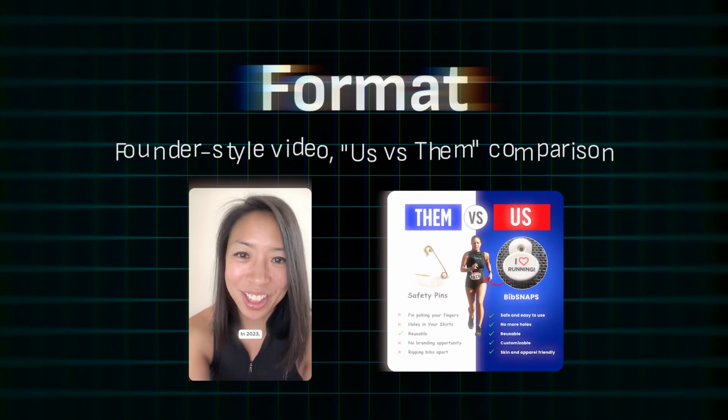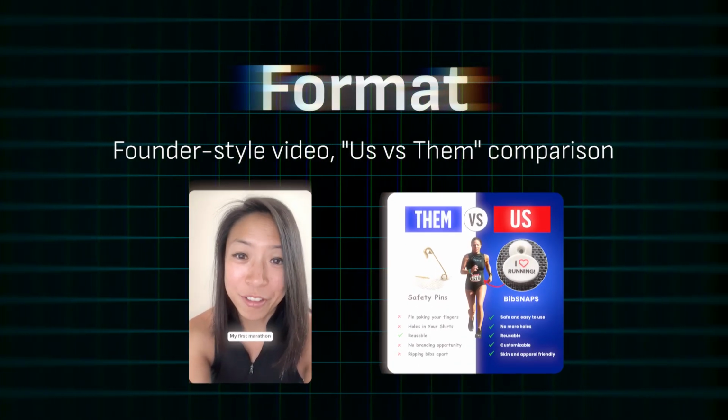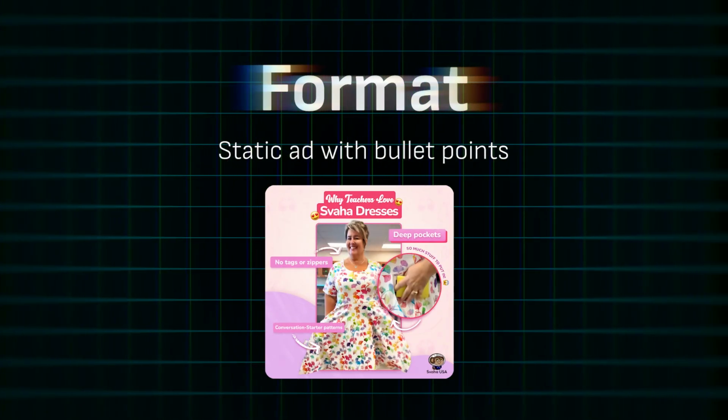The format is how you execute that angle. A founder-style video, us versus them comparison, static ad with bullet points. These are formats. Most people feed AI a product description and ask it to be creative, but AI doesn't know your customers' pain points. It doesn't know which angle will resonate. It doesn't know what format performs best in your niche.